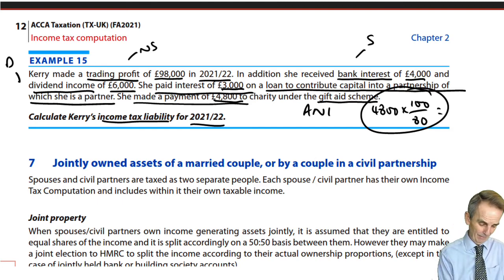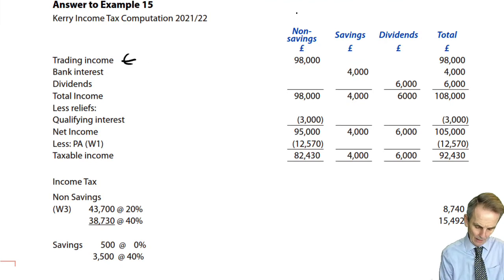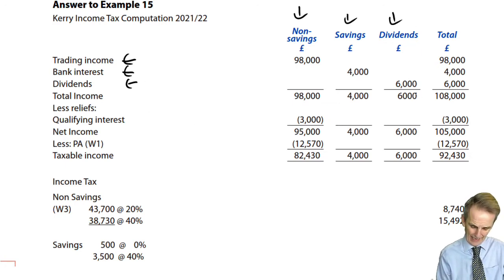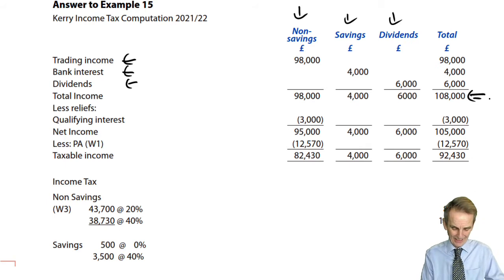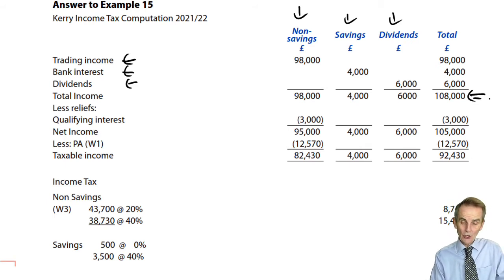Pause again now, please. Okay, so we have our trading income, non-savings, 98,000. Bank interest, savings income, 4,000. Dividends, obviously dividend income there, 6,000. So across, we've got total income of hopefully £108,000.